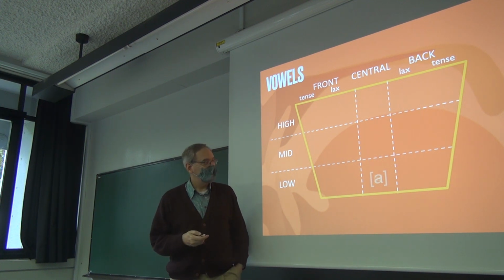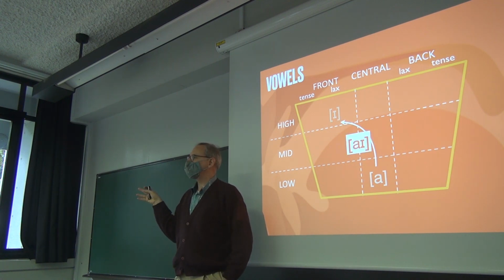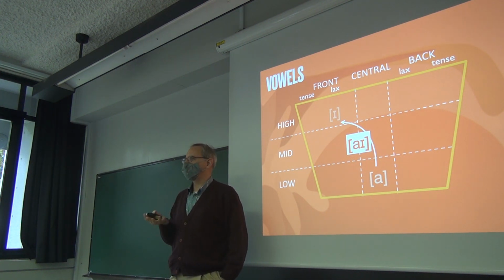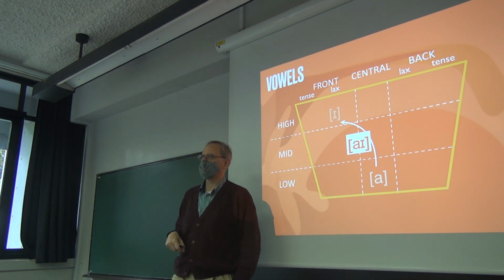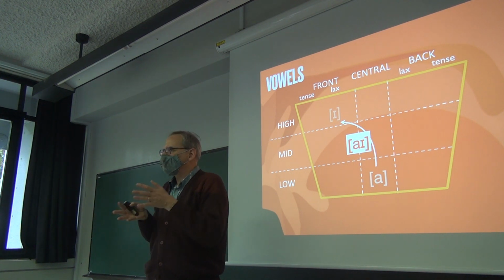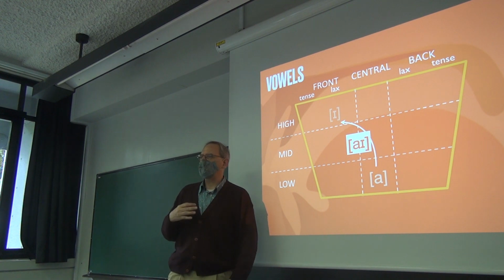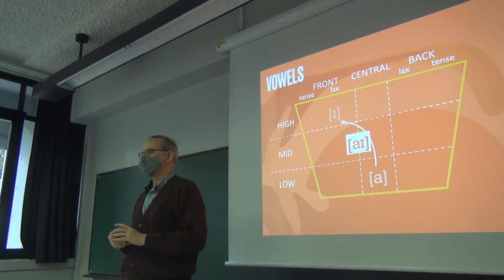diphthong. So instead of having just a by itself, I produce I. But importantly, this is not a-i. It's not 2 vowels. It's 1 vowel that is produced with movement. There must be movement of the tongue throughout the pronunciation. It's not I, it's I. The tongue begins in a low central position and ends in a high front position.